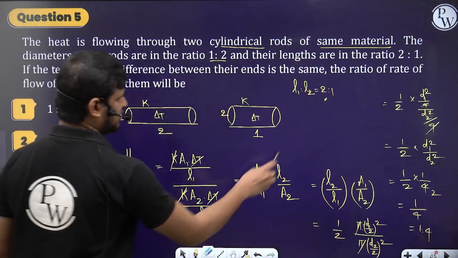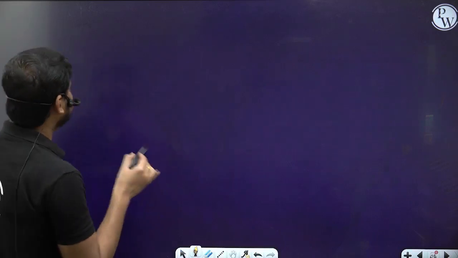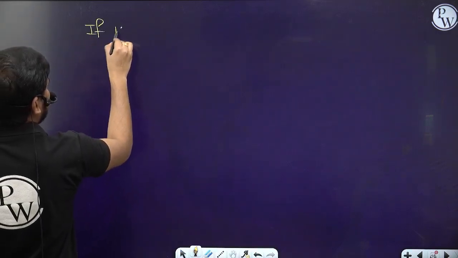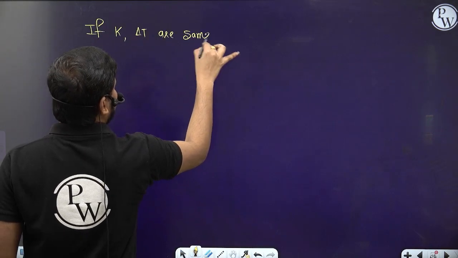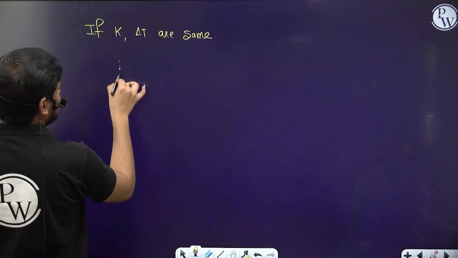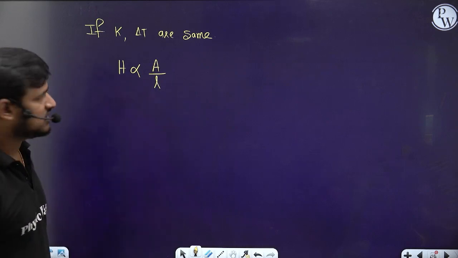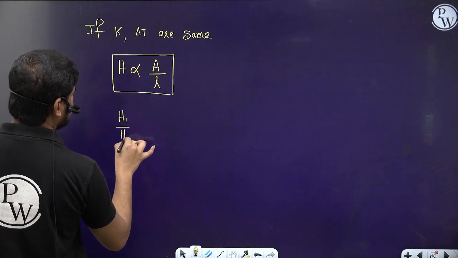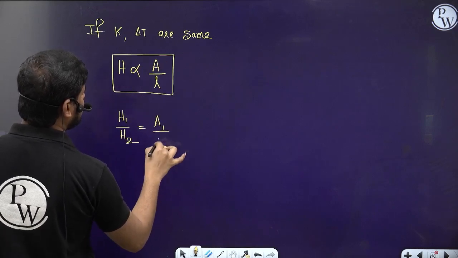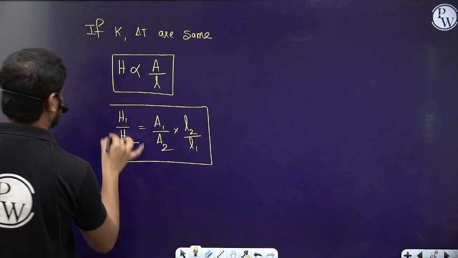Clear everyone? Chalo. From now onwards, what you remember is, whenever there is a change in the dimensions, if K and delta T are the same, then H is directly proportional to the cross sectional area and inversely proportional to the length. This is a concept that you should write, where H1 by H2 is equal to A1 by A2 into L2 by L1. This formula you can remember from now.